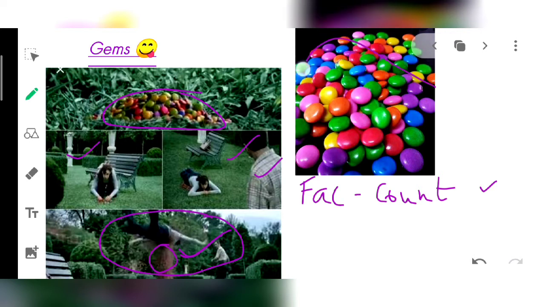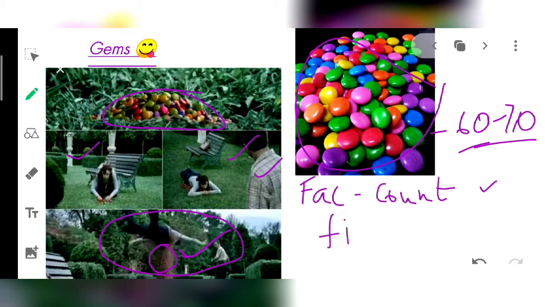Okay. In this picture we can see a small amount of Gems candies. So we can say this is countable, like it may be only 50 to 60 Gems candies. We can count and say that there are 60 Gems candies. So this is a finite set, that is, a set of Gems candies which is countable is called a finite set.